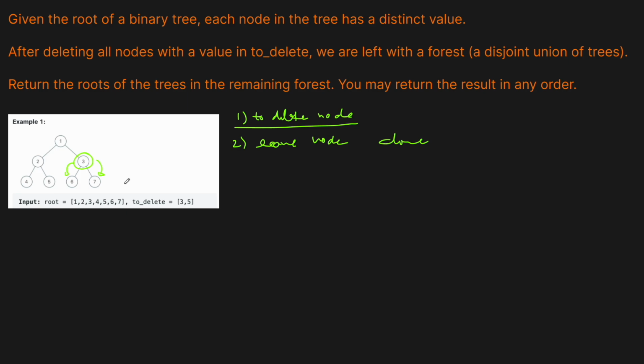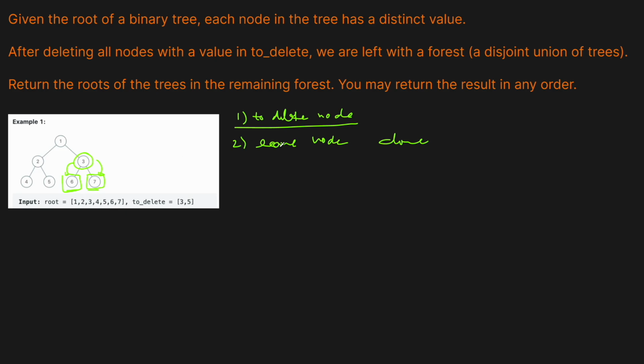So, when we have to delete a node, that means that its children will automatically become new roots, right? Once we delete this 3 here, this 6 and this 7 are now going to be roots of their own tree. But they could also be staged for deletion, so we can't just add them to our answer just yet. We actually have to verify that they're not actually in that list.